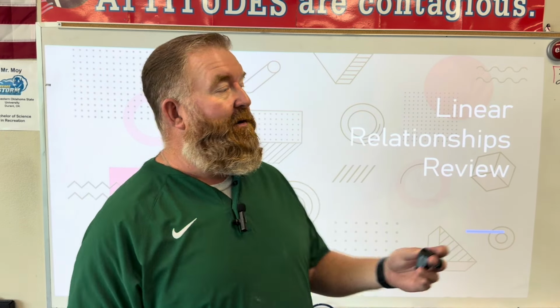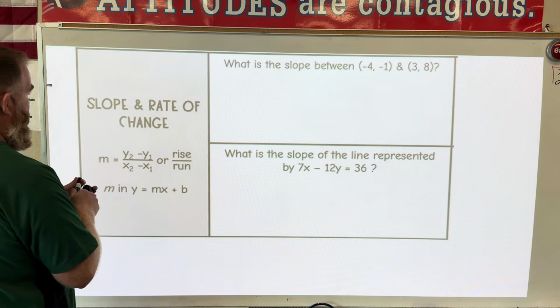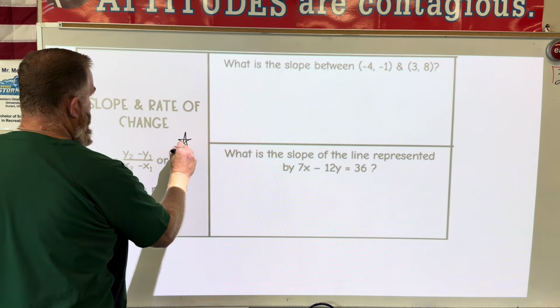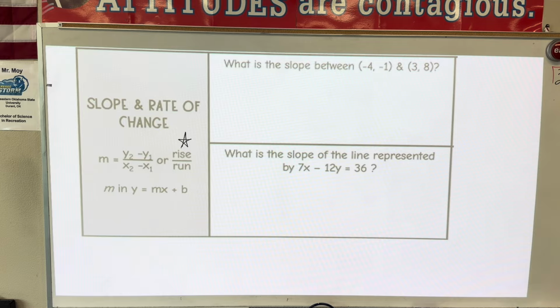Okay, so here we go. Linear relationships. Slope. What is slope? Rise over run. Do me a favor, you guys have your worksheet, right? Rise over run is basically the amount of change between the x and the y.